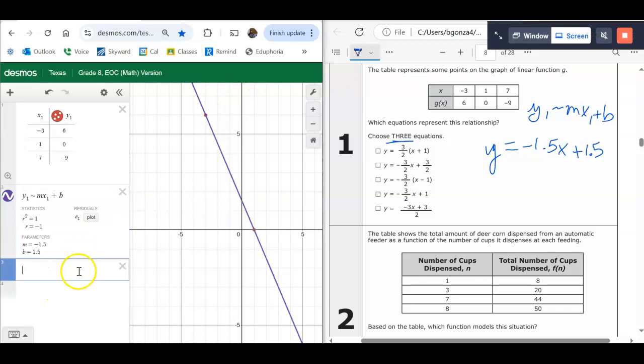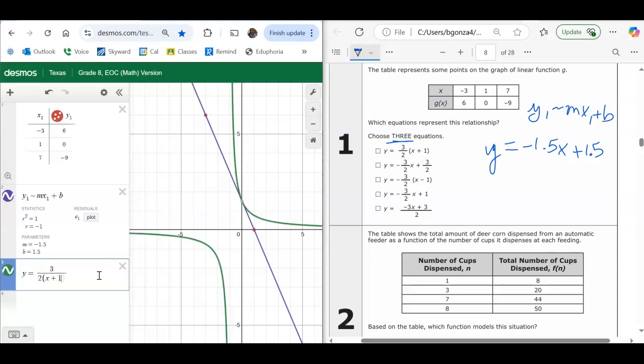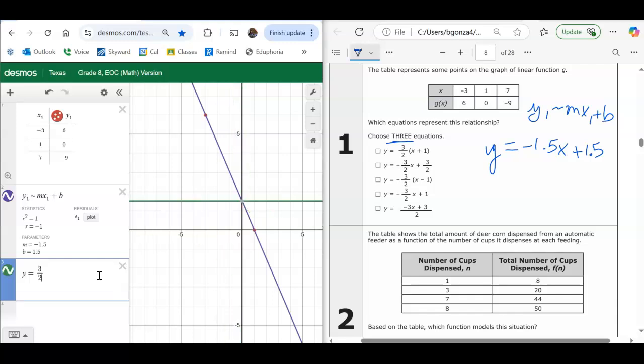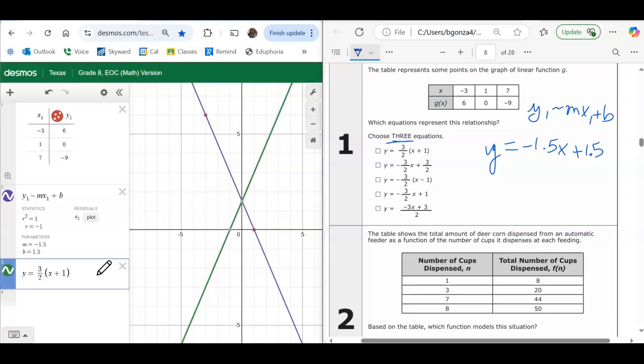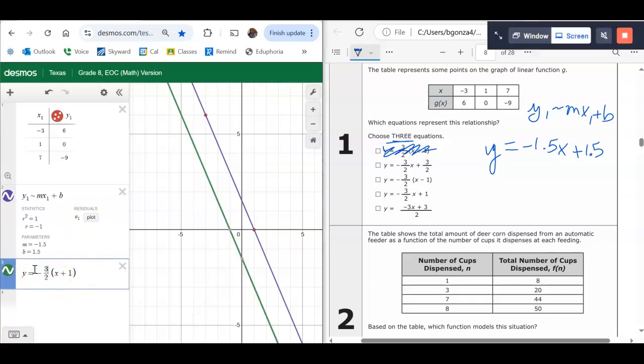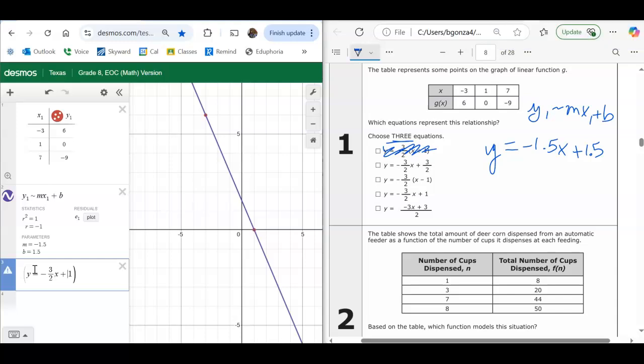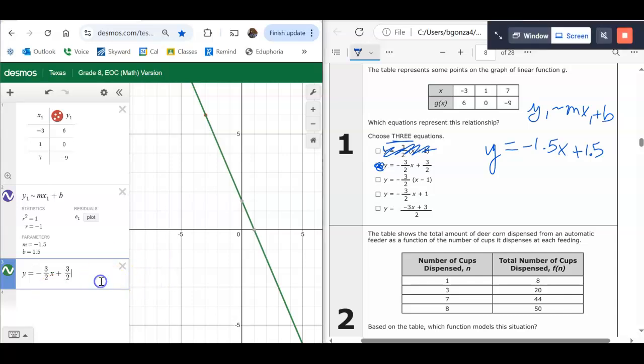So let me tell you what we're going to do here. We're going to type in every one of these answer choices and decide if it is correct. So you tell me. Does that match? No. Mix and X, they're not the same. So it can't be the first one. Let's do the next one. Negative 3/2 x plus 3 over 2. That one, you only see one line because they're overlapping. They are both correct.